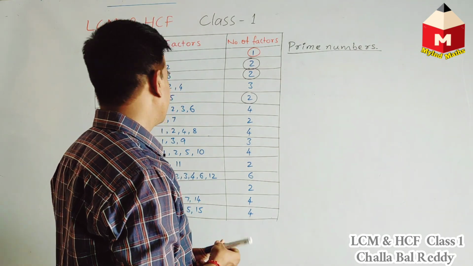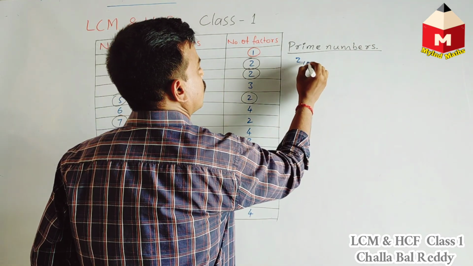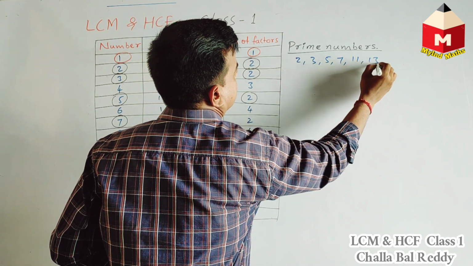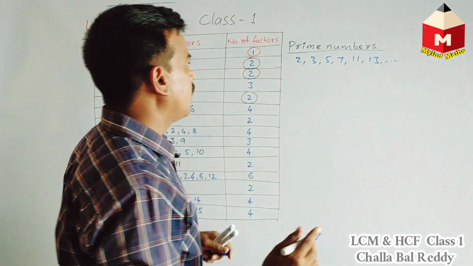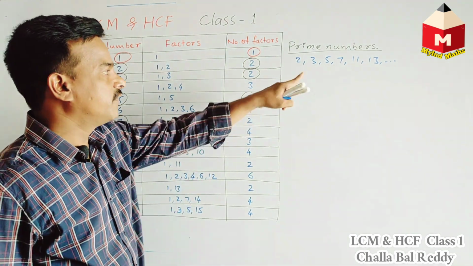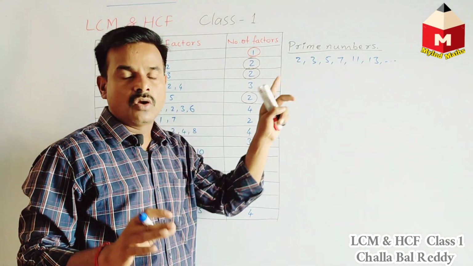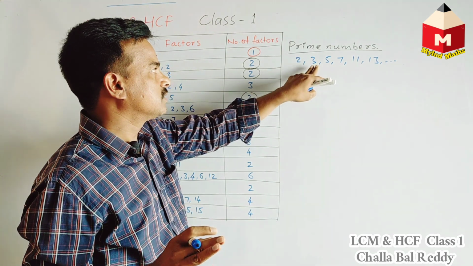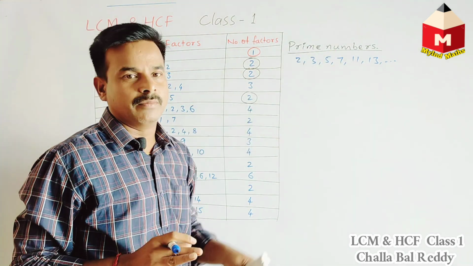So what are the prime numbers? Here 2, 3, 5, 7, 11, 13 and so on are the prime numbers, because these numbers have only 2 factors. So the numbers having 2 factors only are called prime numbers.